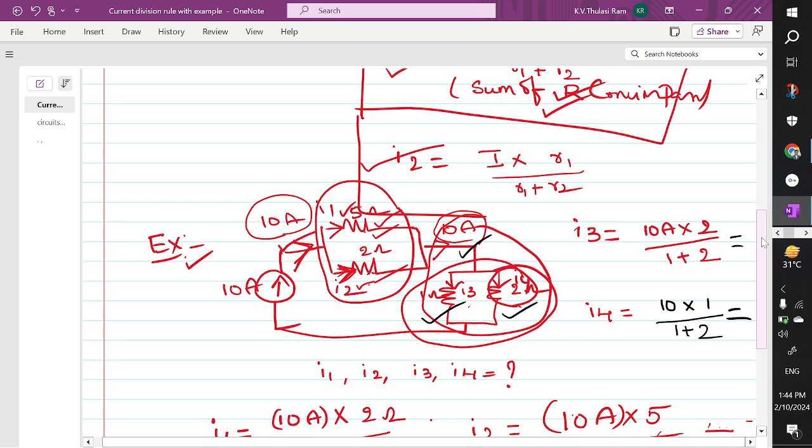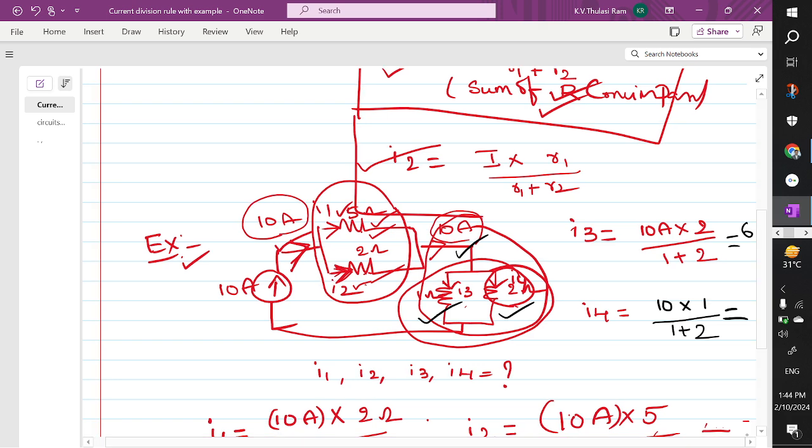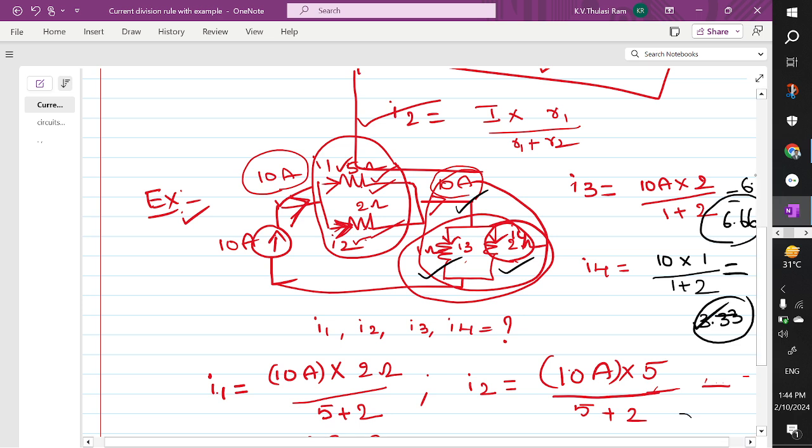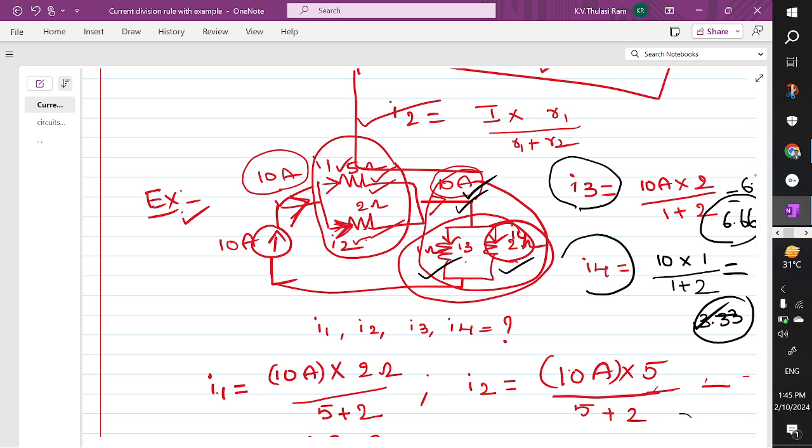So you are going to get this as 6.66 amperes, and here you are going to get 3.33 amperes. So 6.66 plus 3.3 is also equal to 10 amperes. So that's how successfully we find the value of I3, and that's how we find the value of I4. The addition of I3 plus I4 will be equal to 10 amperes.